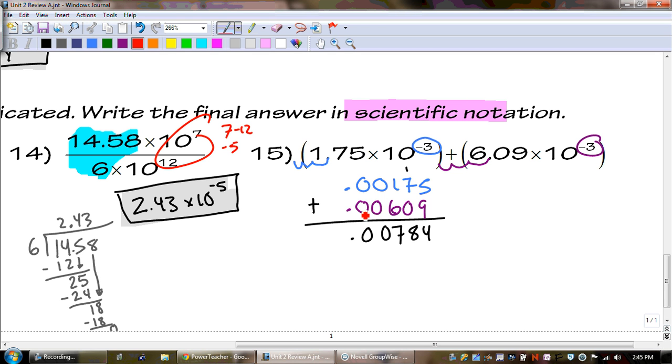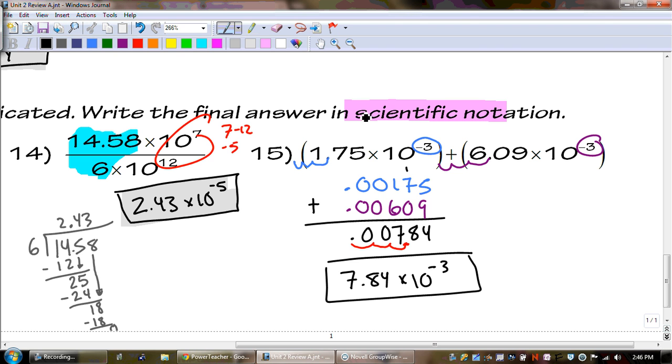And the last thing is to put this back into scientific notation. I have to move it 3 spots. So 7.84. I moved it 10 spots to the right, which means you would move it 3 spots to the left.